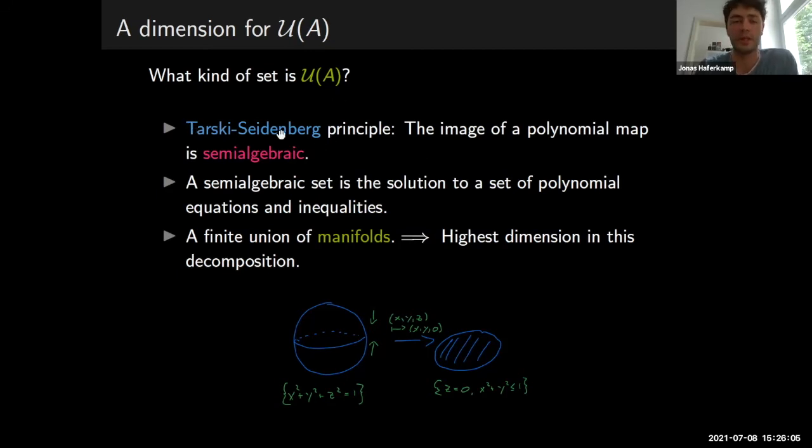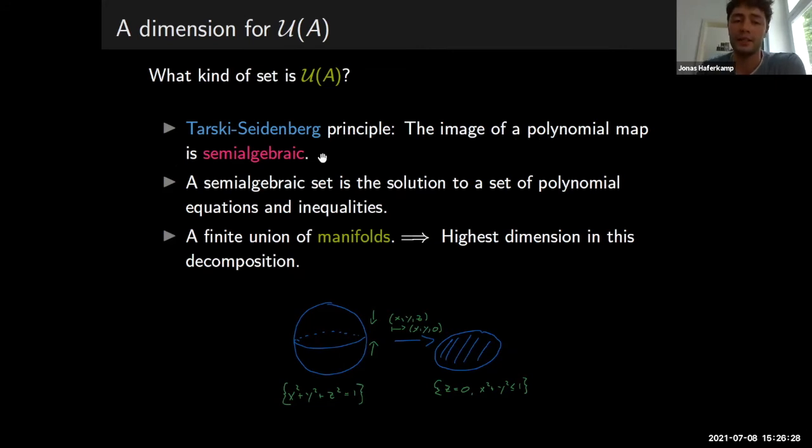And I know that this might look technical, but for us, it was really an important point, because the first version of the proof that we came up with really worked with the Hausdorff dimension, which is defined for all sets, and the proof was much more complicated. But the Tarski-Seidenberg principle allows us to show that this is actually a so-called semi-algebraic set. And I should explain this.